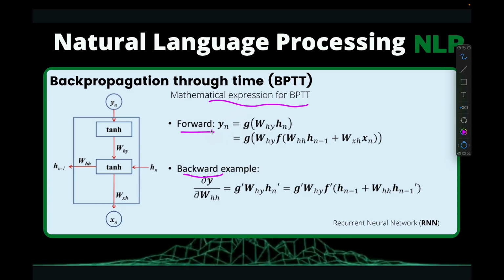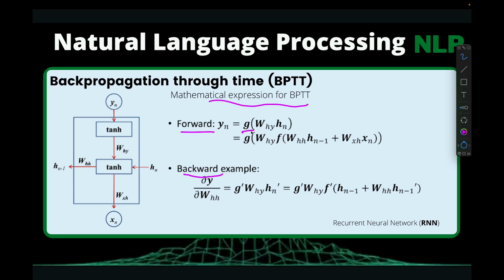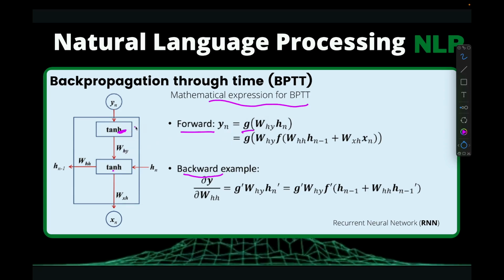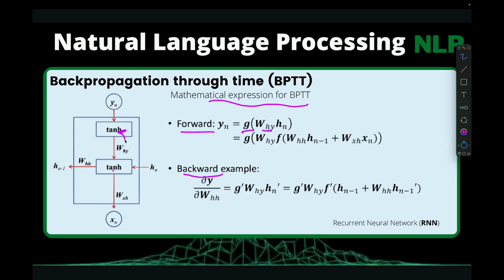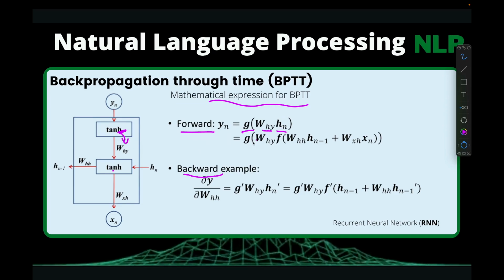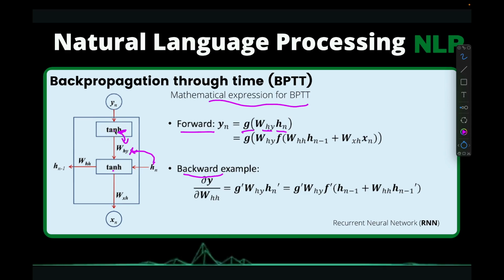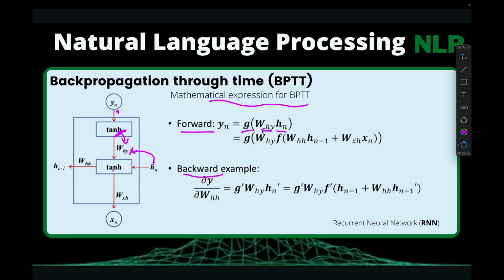In the forward propagation, we have our non-linear function over there, which in this case we said is going to be tanh. This tanh is being fed with Why and the hn. So this one is multiplied by this one, and then you apply this non-linearity on it to get your output. So that's basically what it is.